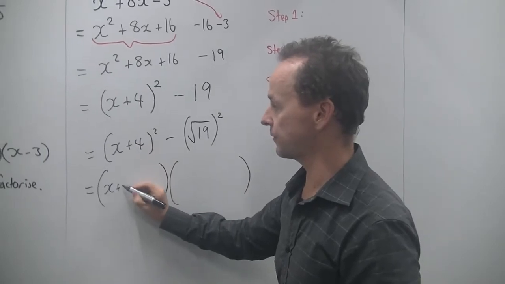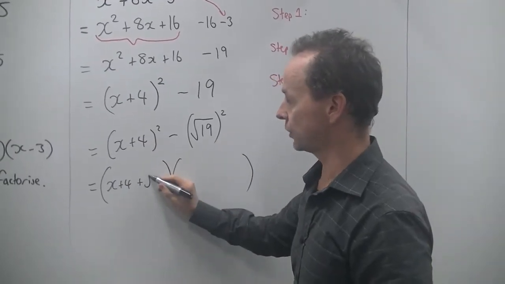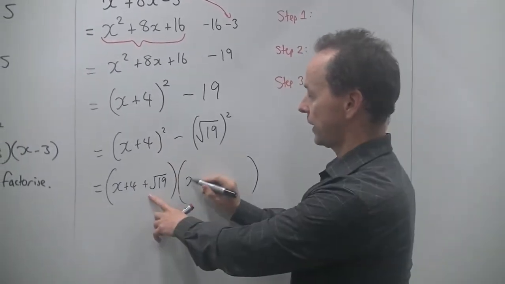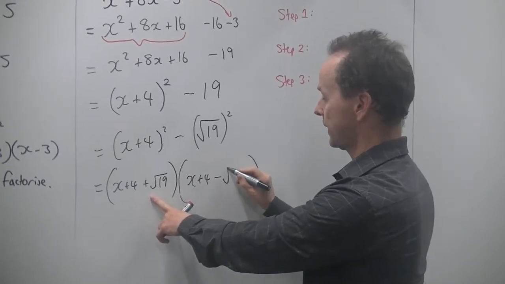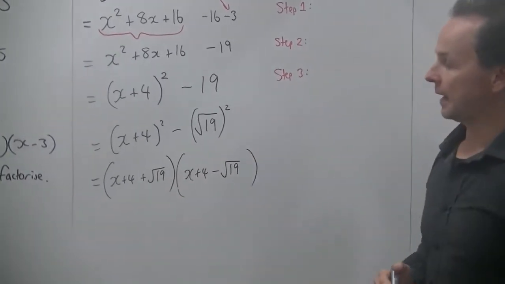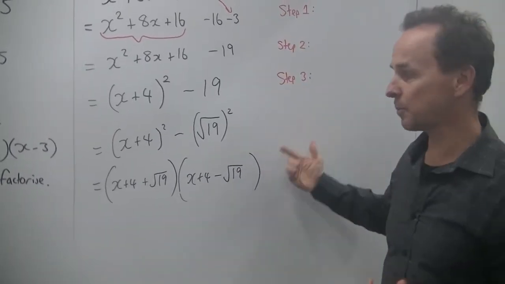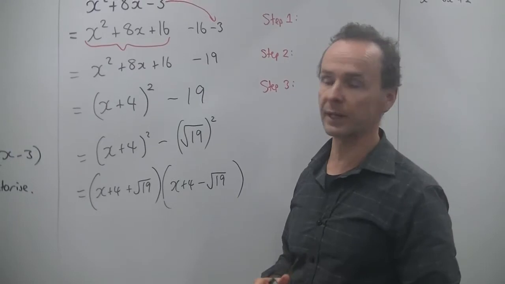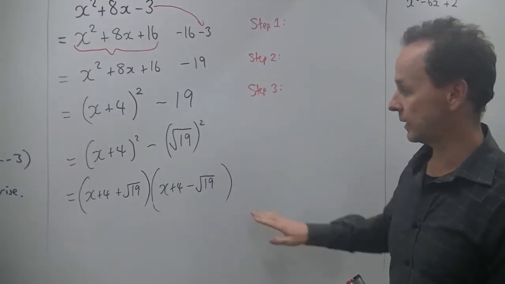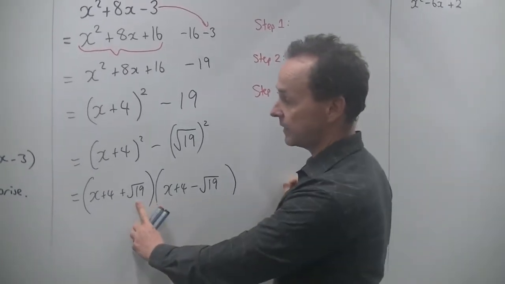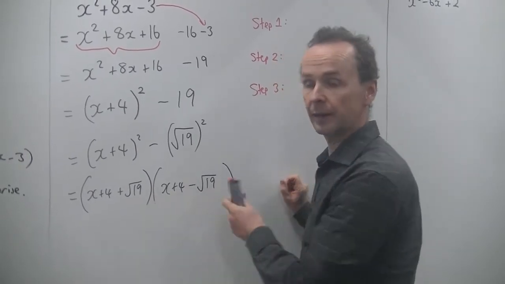So we've got x plus 4 plus root 19, and we've got x plus 4 minus root 19. And we are done. So all that work for completing the square. But once you practice it again, seriously, it's pretty easy. And that's how you leave it, exactly like that. That's in exact form. So we'll just leave it like that.